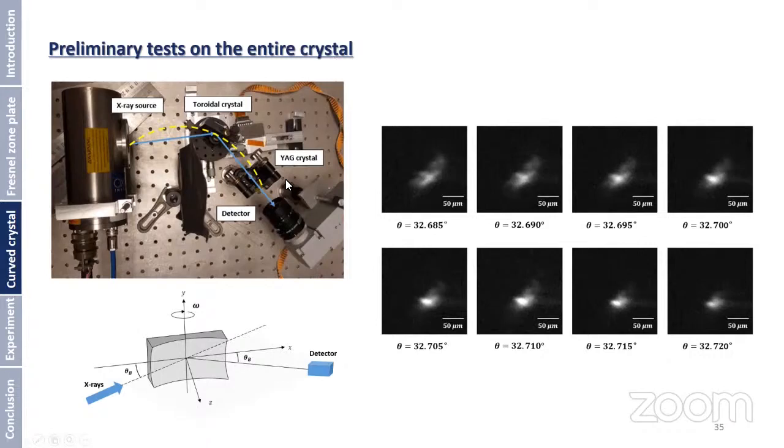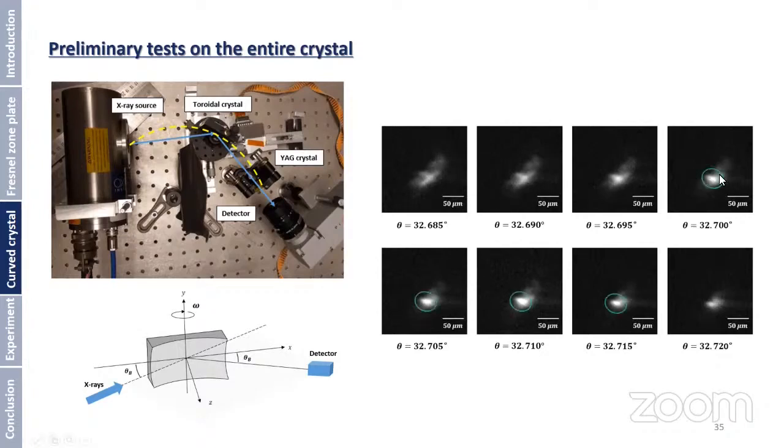We scan the images formed by the crystal at different incident angles, and here we are showing a part of the images. The difference of the angle between each image is only 0.005 degrees. And we can see a small change of the incident angle will introduce a noticeable change in the shape of the focal spot.